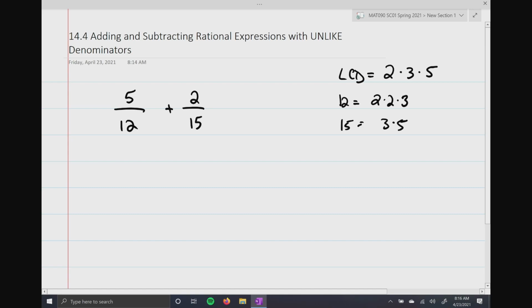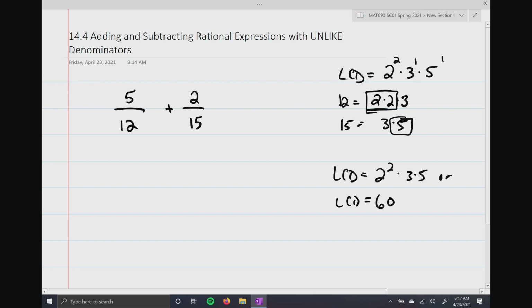Well, the 2 is going to be squared, and that's because I have a maximum of 2 2's. The 3 will be raised to the first power, because regardless, in either factorization, there's only one 3. And the 5 will be raised to the first power, and that's because the 5 only appears in the 15. That's it. So I know my LCD is going to be 2 to the second times 3 times 5, or, what is this? 4 times 15 is 60.